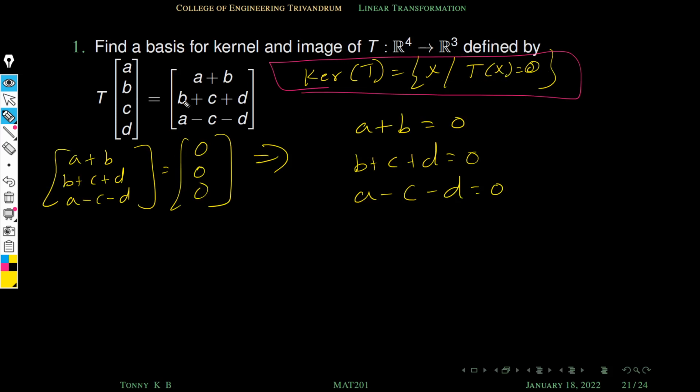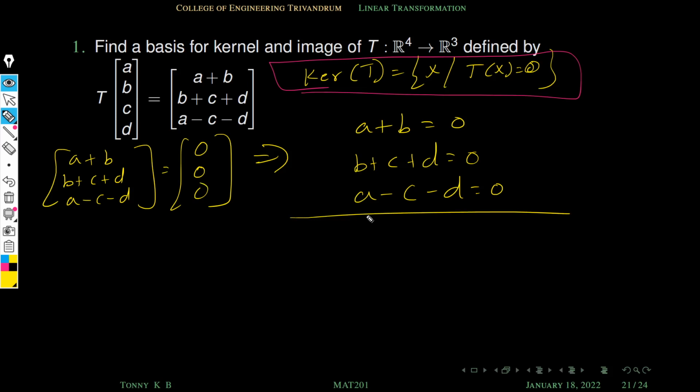And what is T of x? Here T of x is, this is the image: a plus b, b plus c plus d, and a minus c minus d. So you can compare the similar terms. So a plus b equal to 0, this equal to 0, and this equal to 0. So we have to solve the system.